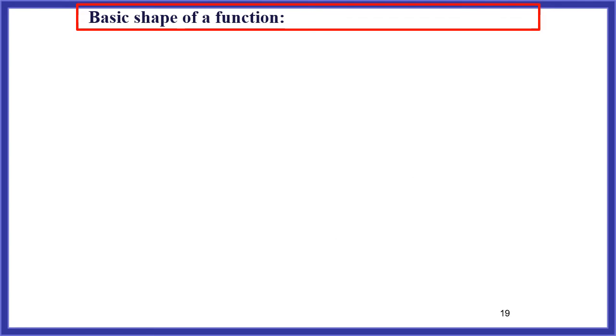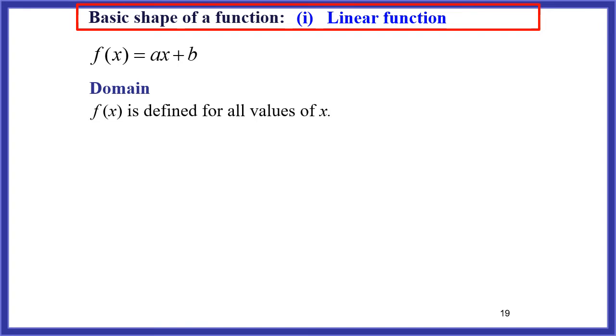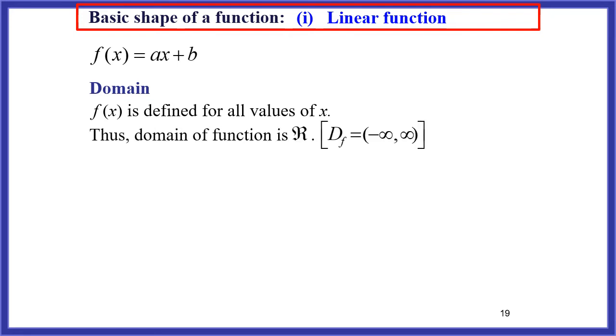So let's move on to the types of function in our syllabus. We have to know the basic shape of all the 7 different functions. Okay, first one is the linear function. Let's say this is the general form of our linear function, f(x) = ax + b. The domain for this type of function: f(x) is defined for all values of x, so our domain is the real numbers, from -infinity up to infinity, unless the question gives the domain as a certain interval only. If not, then it will directly be the real numbers.